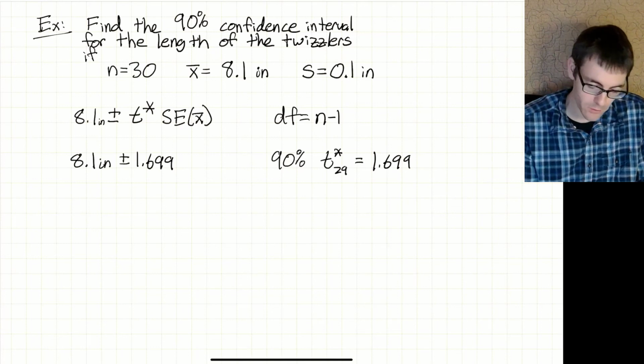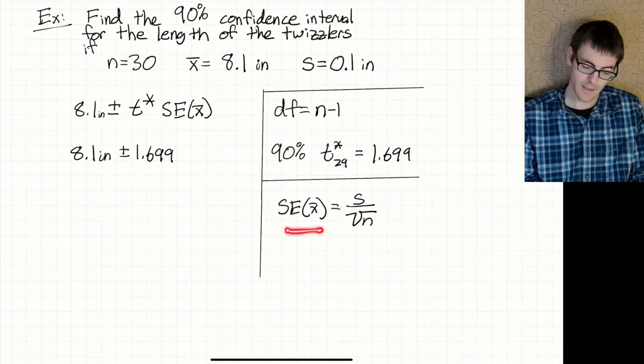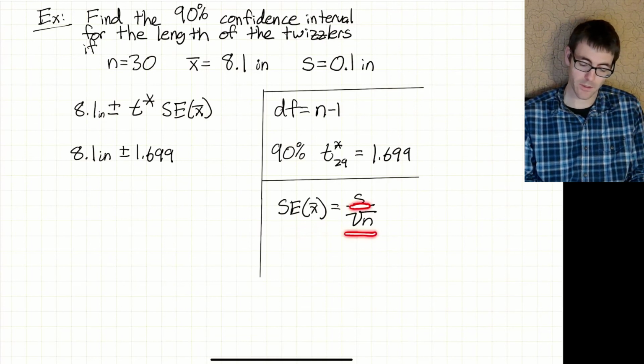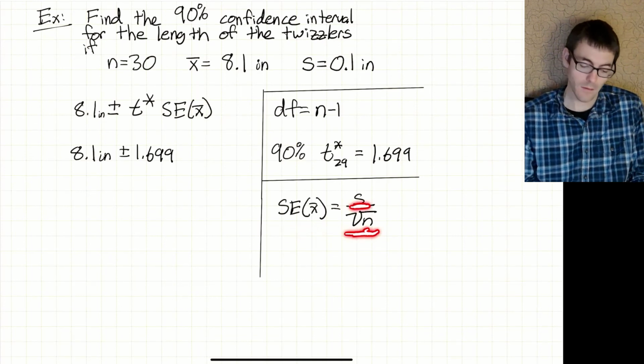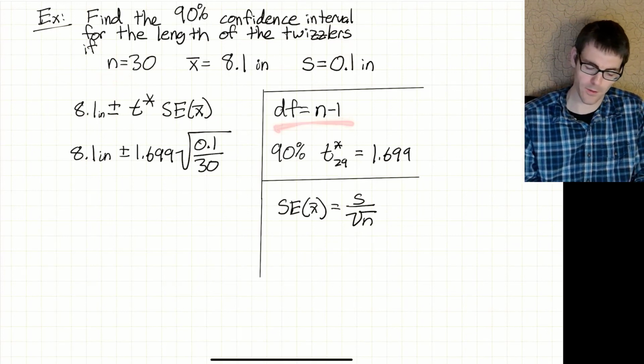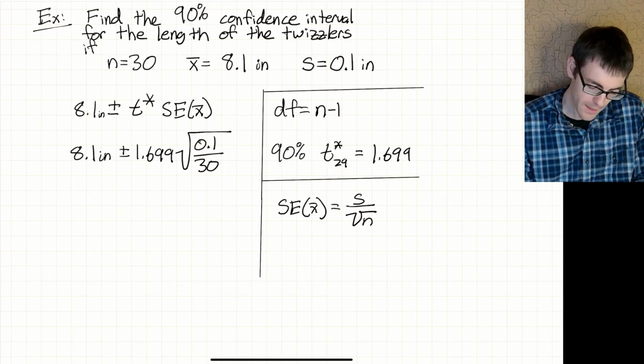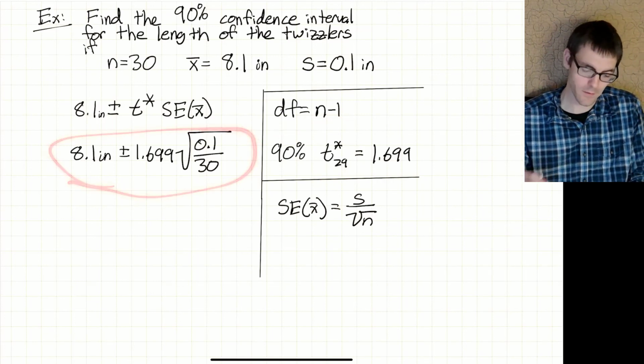So anyway, once we have this value, we can just plug it in. And then all we have left to do is find the standard error. Well, the standard error is just our sample standard deviation over the square root of n. We do leave this as n. We don't mess with any degrees of freedom stuff for this. That's only for determining our t star. And then we just want to solve for this.